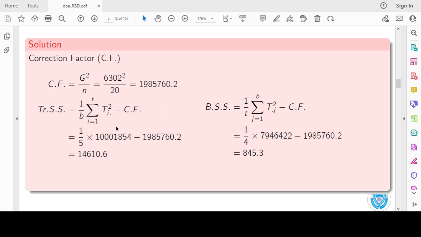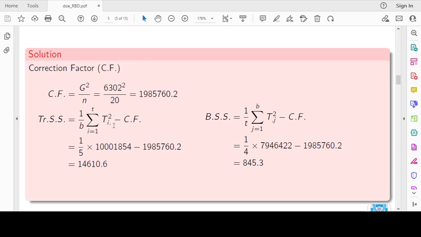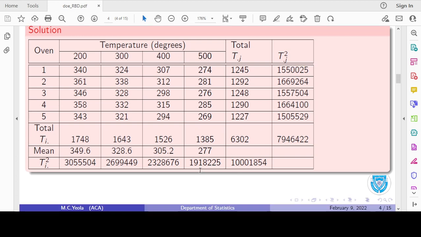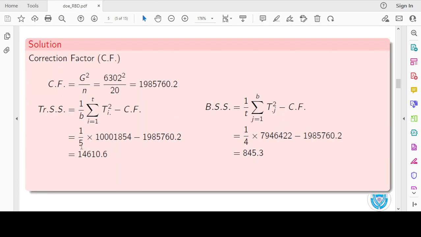Ti dot square means treatment total, its square, that we are having, and its sum we have obtained as this value. So this divided by 5 blocks we are having, minus CF, means this value. So after doing this division and subtraction, we will get this as the treatment sum of square.